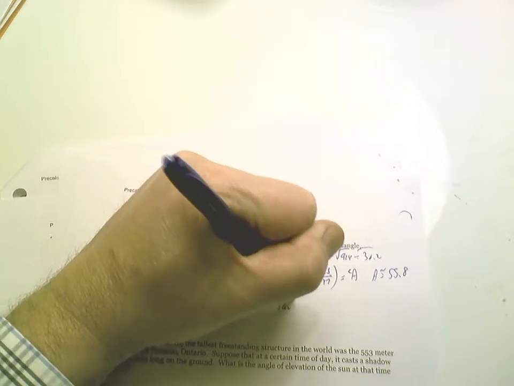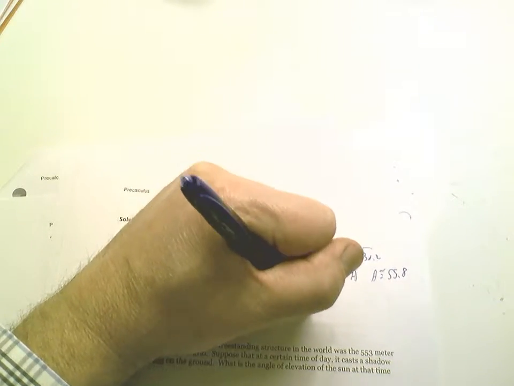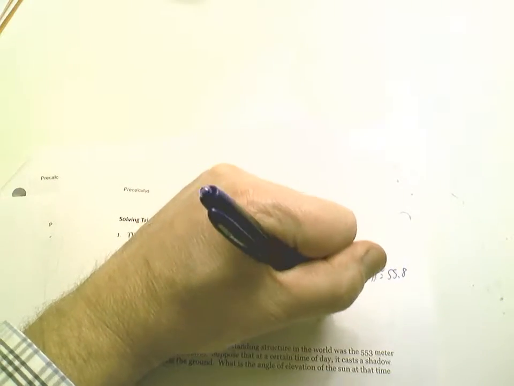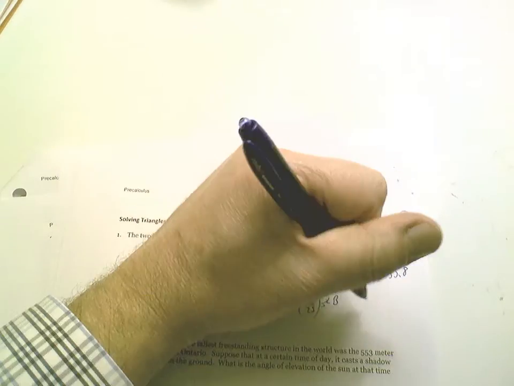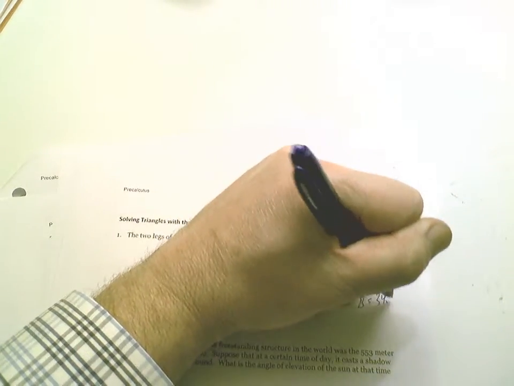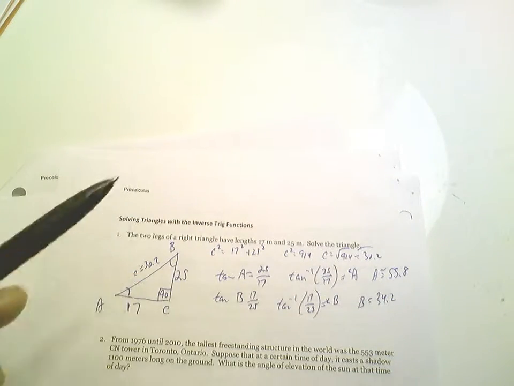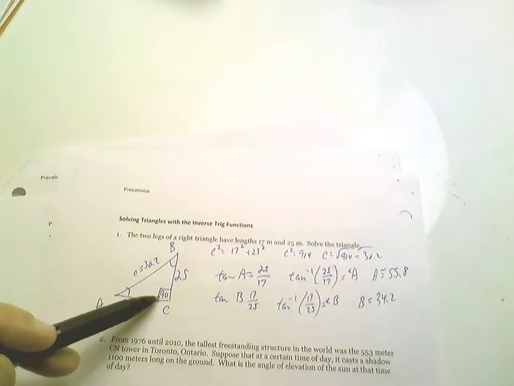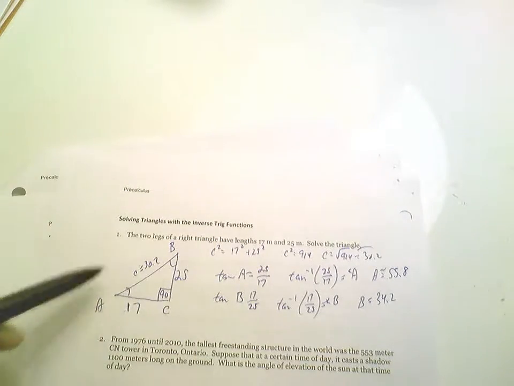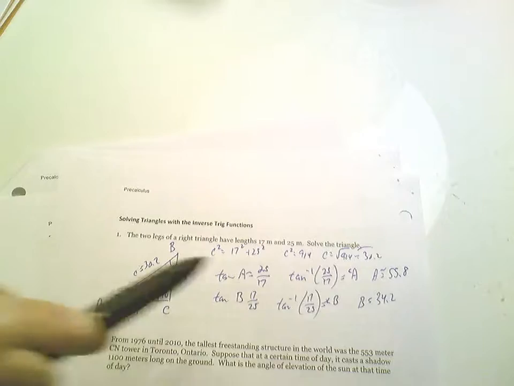Inverse tangent of 17 over 25 equals angle B, and I'll find out that that's going to be right around 34.2. 55.8, 34.2 adds up to 90. 90 plus 90, 180. I have three sides. I have 1, 2, 3 angles built.